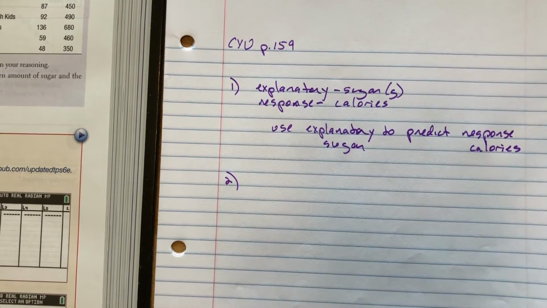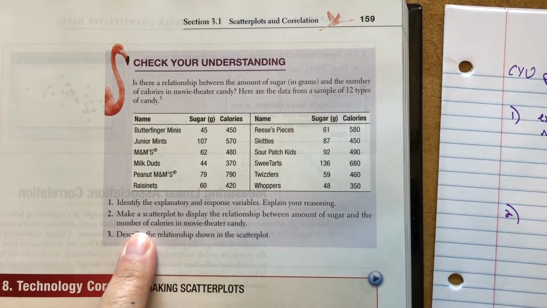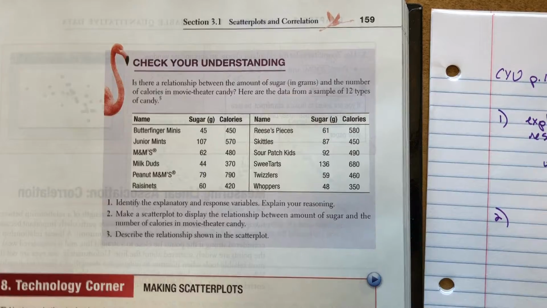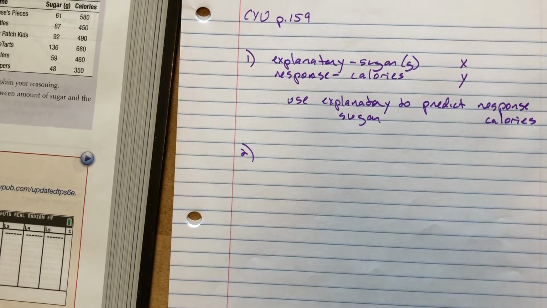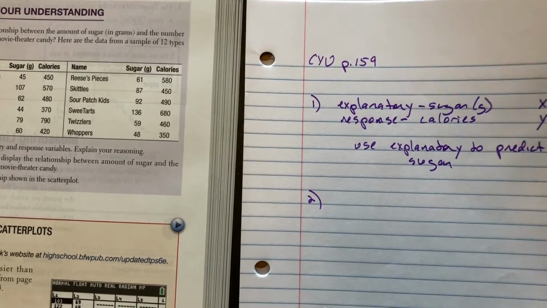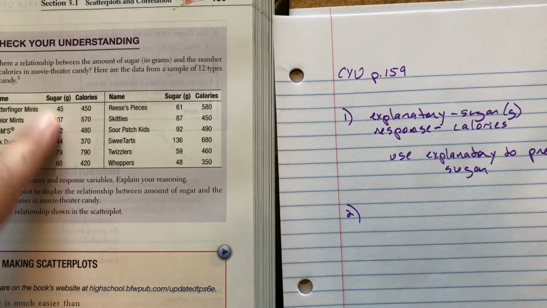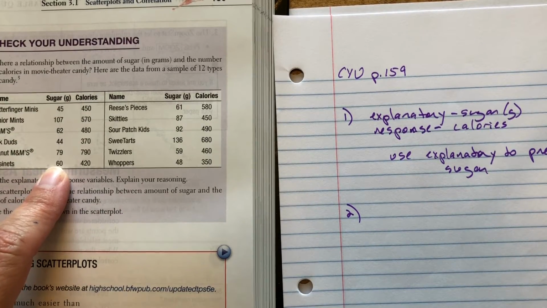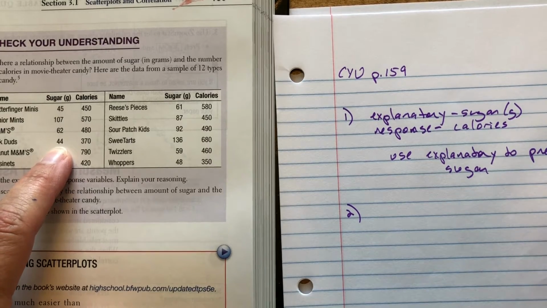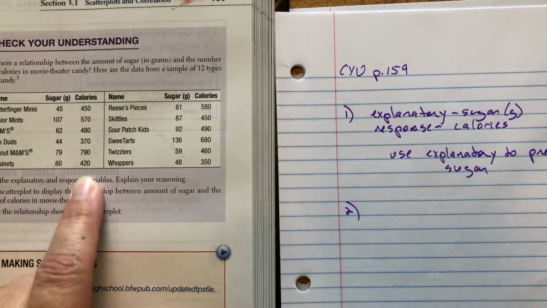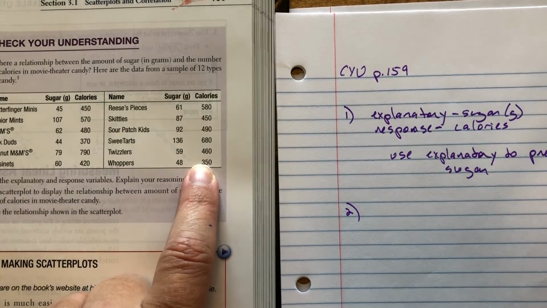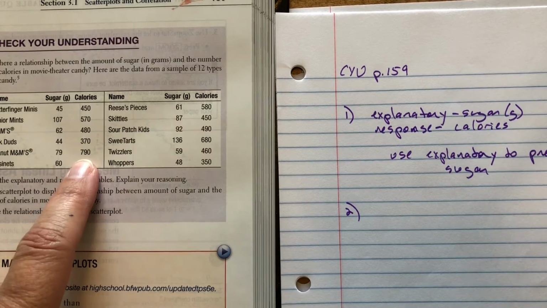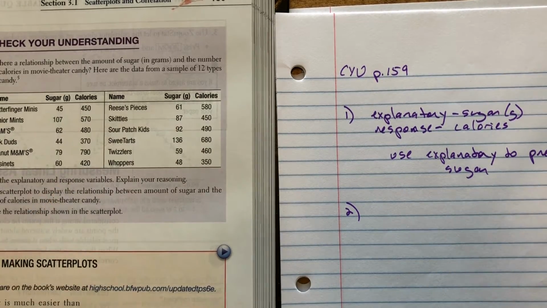Number two says, make a scatter plot to display the relationship between the amount of sugar and the number of calories. For my scatter plot, my explanatory is always my X and my response is always my Y. If I look at my table, let's figure out the smallest value and the range of X's. For sugar, 44 is my lowest and 136 is my highest, so I have to go from 44 to 136. For my Y's, 350 seems to be my smallest calories, and 790 seems to be my highest.